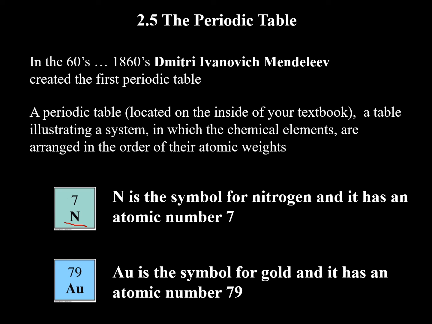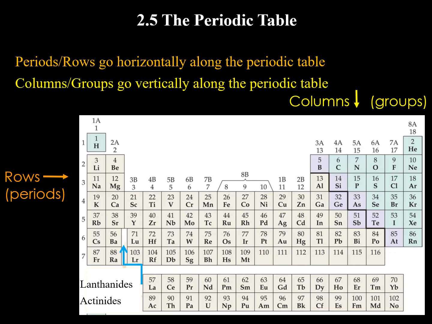There are trends in the periodic table. This was discovered in the 1800s by Dmitri Ivanovich Mendeleev. We have rows which go from left to right, and columns going up and down. We'll use the term period for rows and groups for columns. In general, going down a particular group, not all the time, but most of the time, they share the same chemical properties.